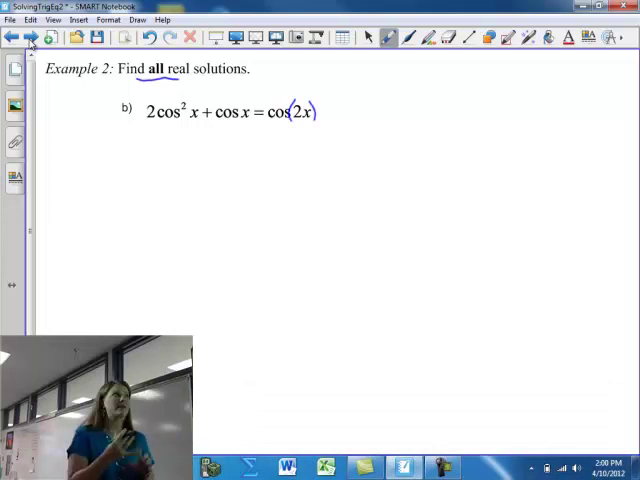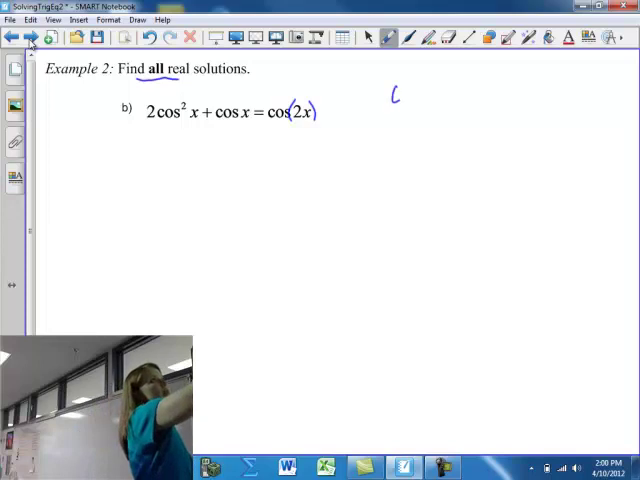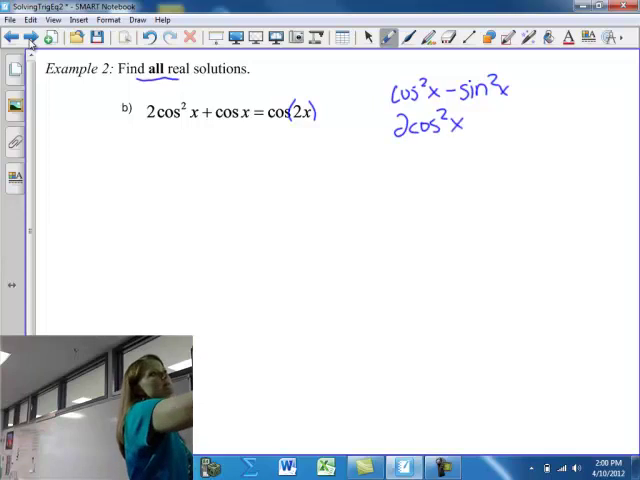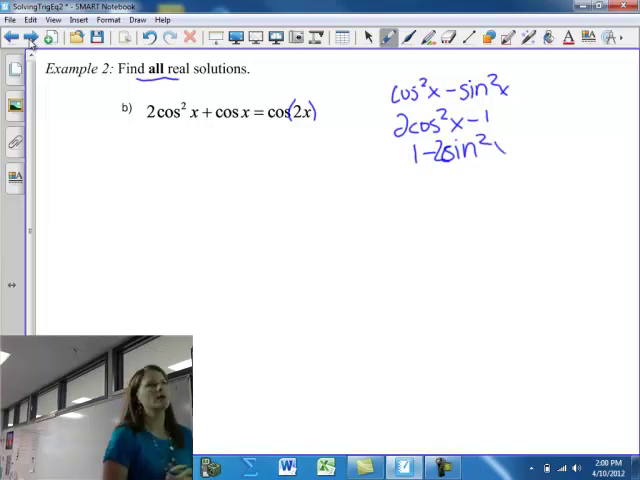Now cosine of 2x was really 3 different identities. It was the cosine squared of x minus sine squared of x. It was 2 cosine squared of x minus 1. And it was 1 minus 2 sine squared of x.